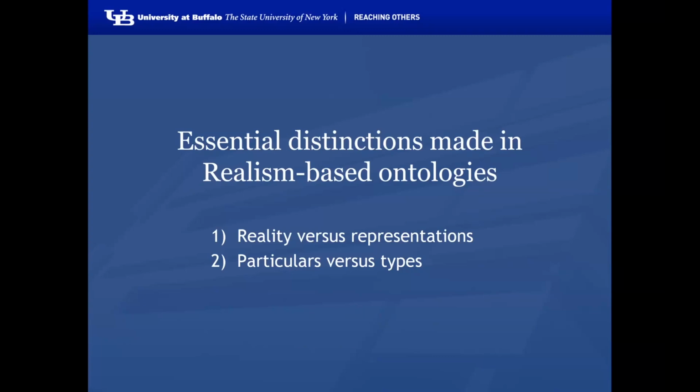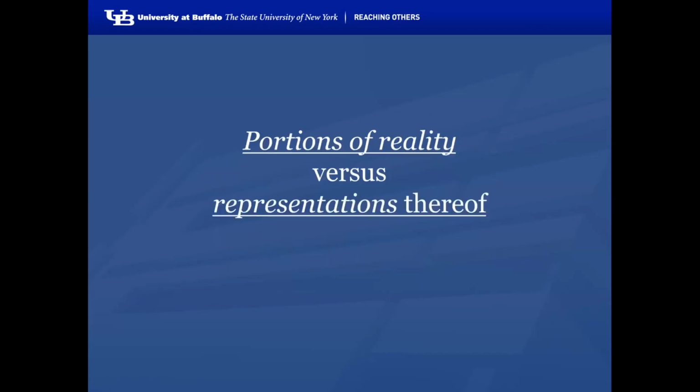So what entities are there, right? That's exactly the basis of the entire problem. We are not going to look at all kinds of entities, but primarily at the essential distinctions that you need to make. One of them is reality versus representations, and the second one is particulars versus types. Okay? So let's start with the first one.